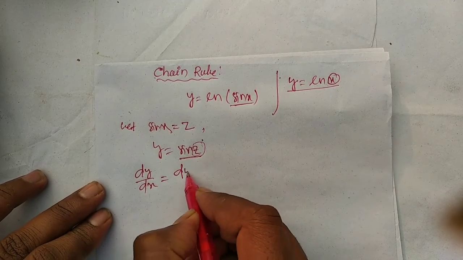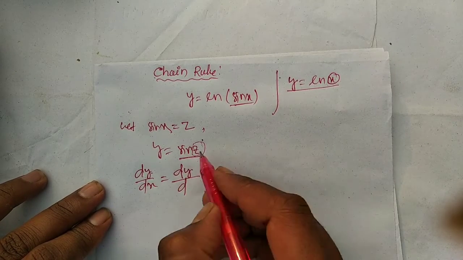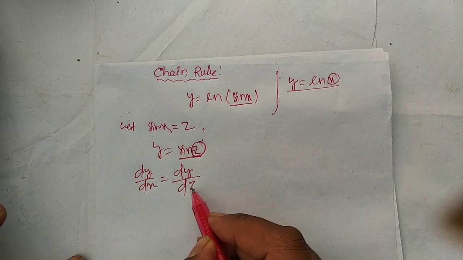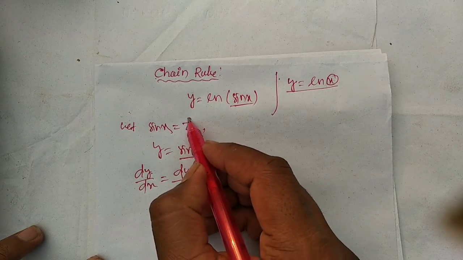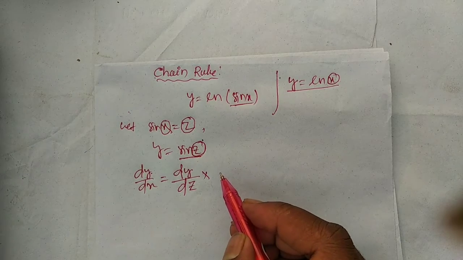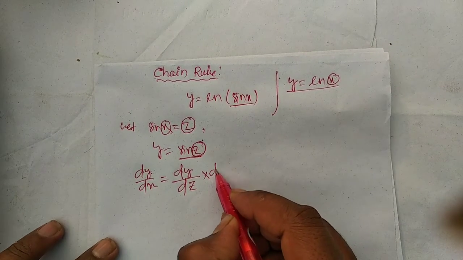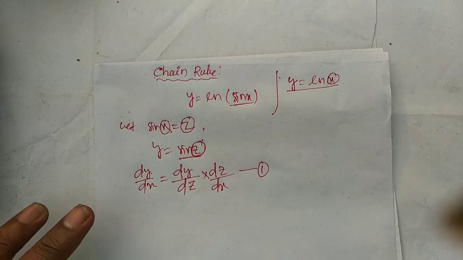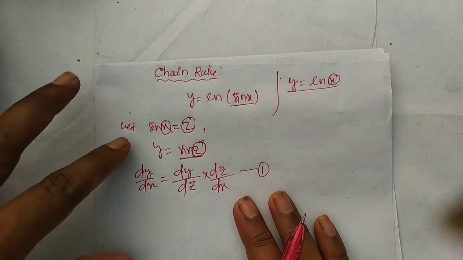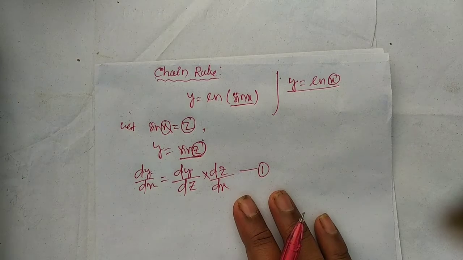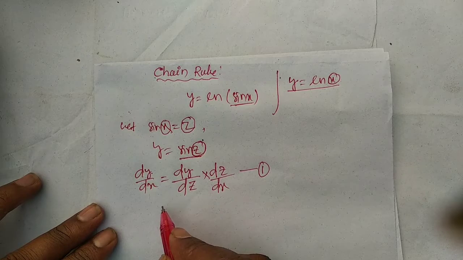So according to the chain rule, as y is directly a function of z, we have to differentiate y with respect to z. Then z is sin x, that means directly a function of x. So z can be differentiated with respect to x, right? So just applying this formula, this is nothing but the chain rule. We can find the derivative of a composite function. When the function is not directly a function of x, that function is called a composite function.